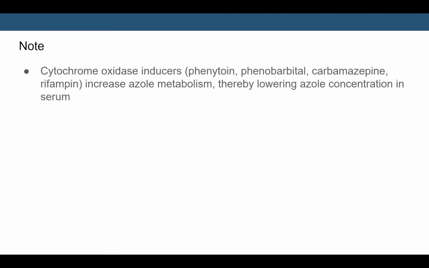You have to also know that cytochrome oxidase inducers such as phenytoin, phenobarbital, carbamazepine, and rifampin, you have to memorize these. They increase azole drugs metabolism, thereby they lower azole concentration in serum. For example, ketoconazole, they lower its concentration in the serum if you take phenobarbital for, let's say, epilepsy.